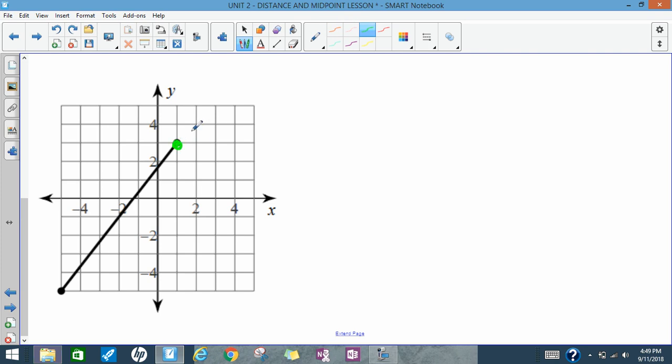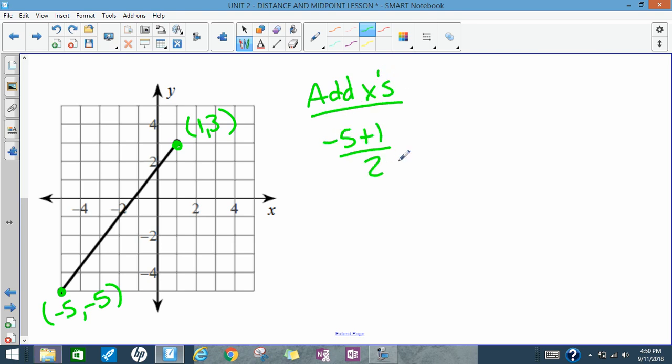Coordinates here are (1, 3). Coordinates here are (-5, -5) again. So I want to find the point that's in between those two, the midpoint of this segment. So I'm going to add the x's and divide by 2. So -5 plus 1 divided by 2 gives me -4 over 2, which is -2.